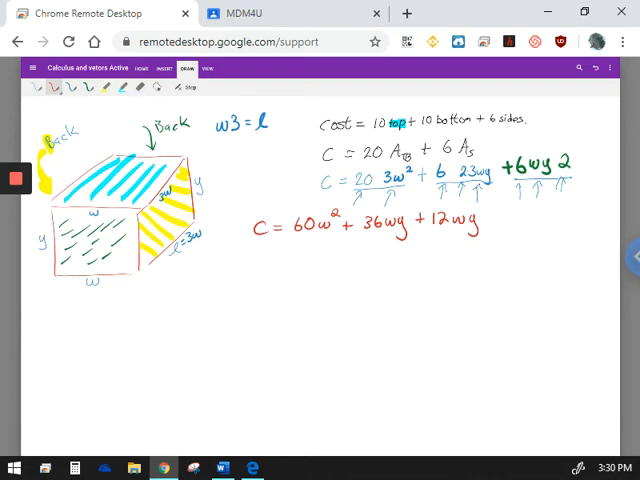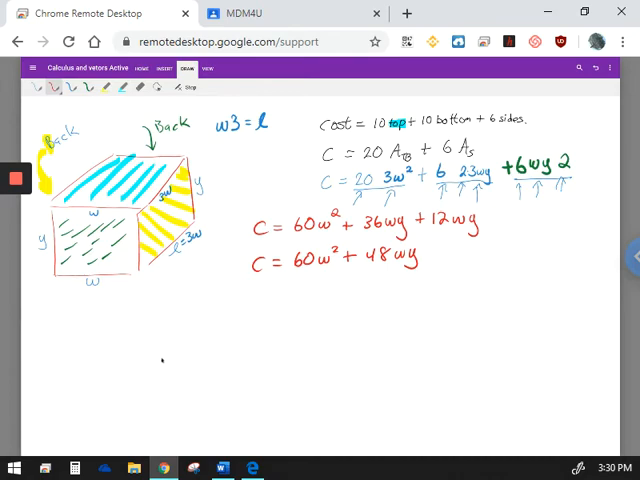Combined. It's a good thing you learned that back in grade 7, right? So we got cost equals 60w squared plus 48wy. Now we want to take the derivative of this, set it equal to 0, solve. But we have a w and a y. Shoot. So maybe we're missing something.